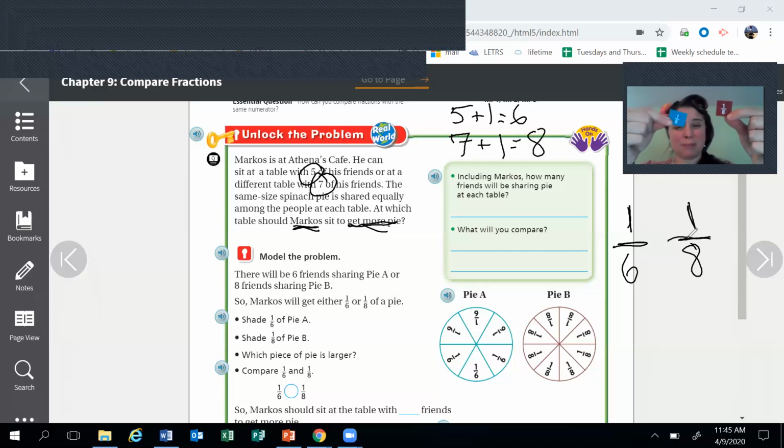If you have to share with less people, you're going to have a bigger piece of pie. So we're going to have to use our greater than, less than symbol. So the pointy section goes towards the bigger piece of pie, not the bigger number, because the bigger number is 8, and that's not right. Okay? So we know 1/6 is going to be bigger than 1/8. If you go ahead and look at the pies that they drew for us, you can see that as well. 1/6 is bigger than 1/8. Not a lot bigger, but a little bit bigger.